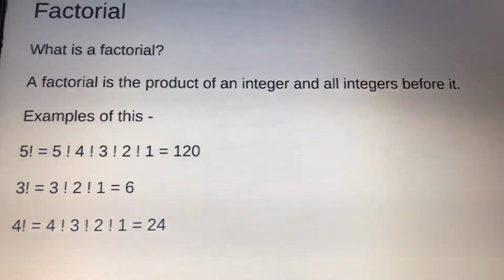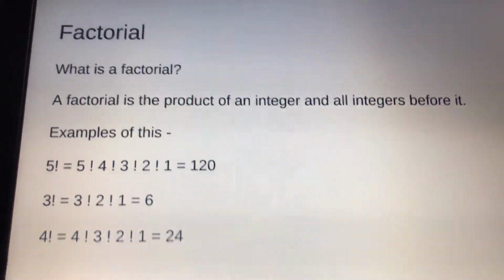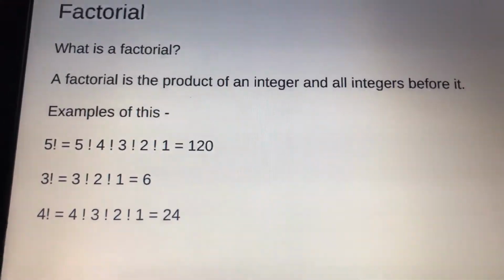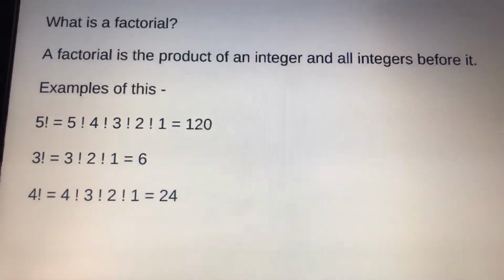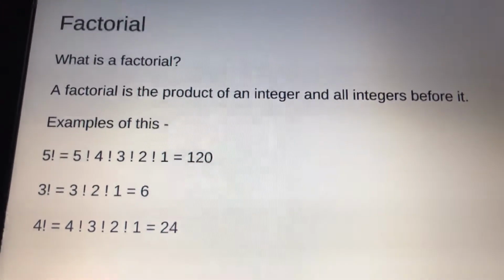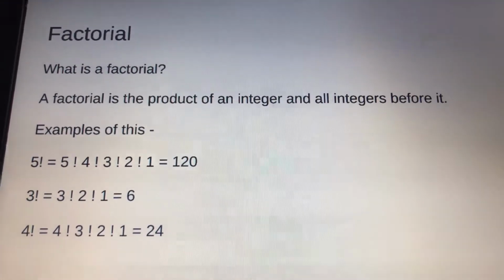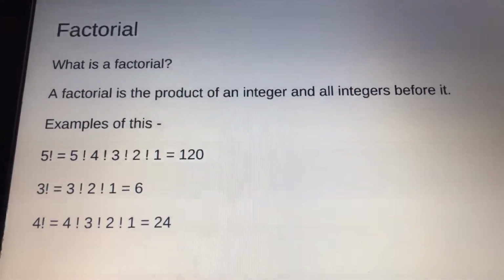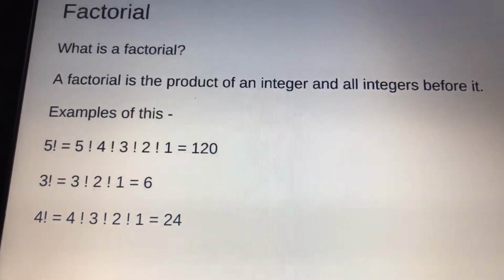3 factorial is equal to 3 times 2 times 1, which is 6. Let's go down to the next one. 4 factorial is equal to 4 times 3 times 2 times 1, which is equal to 24. Next one.